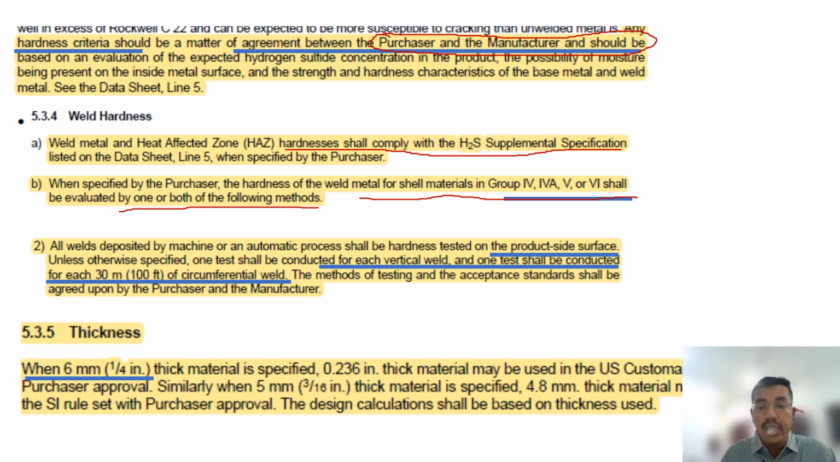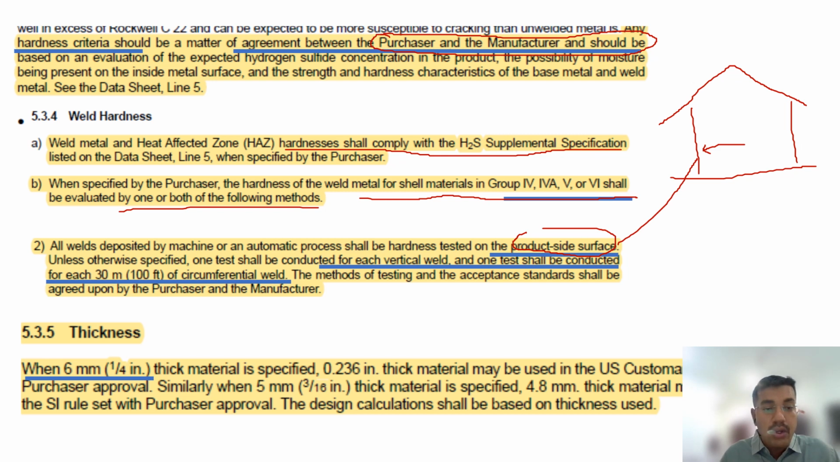The hardness should be done on the product side. What do you mean by product side? If this is the tank, inside is called the product side. Okay, inside is called product side. So unless otherwise specified, one test shall be conducted for each vertical weld. There are vertical welds because there are shells. There are vertical welds and horizontal welds. So for each vertical weld, one test should be done. Every vertical shell, one hardness test must be done. That's what it is saying.